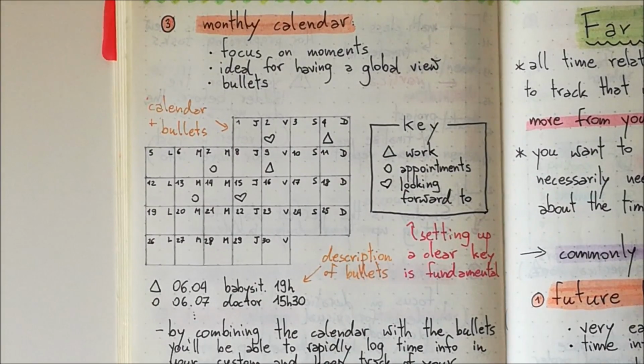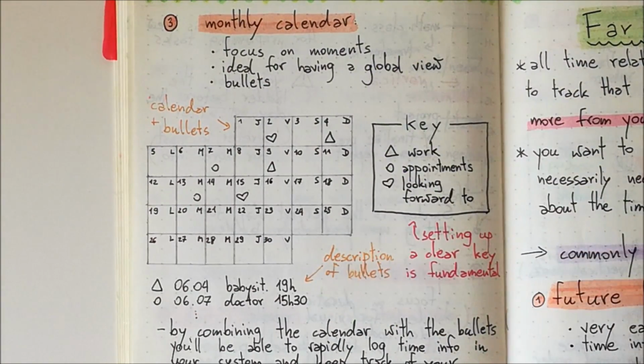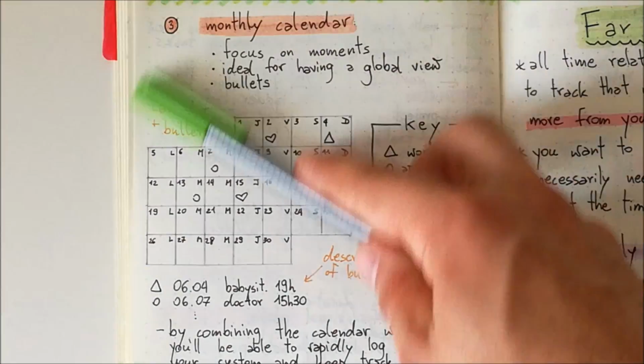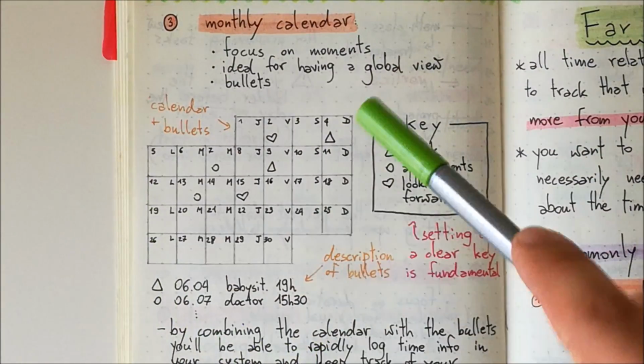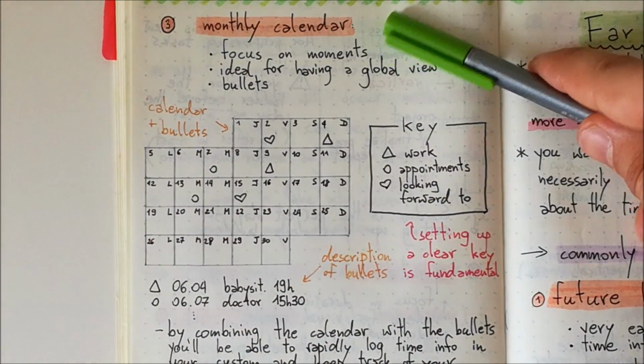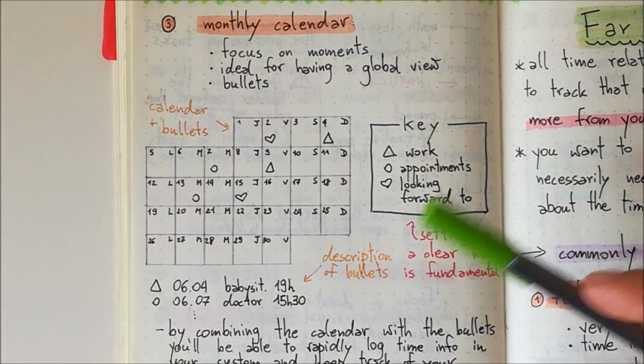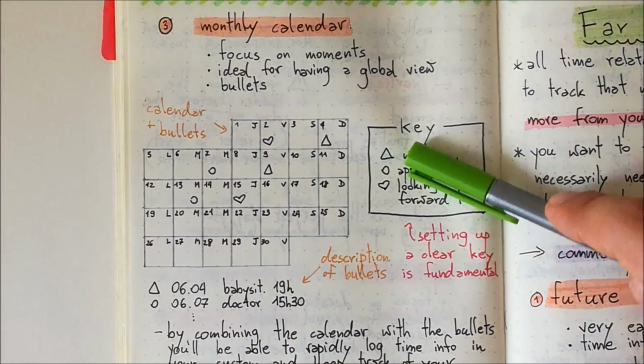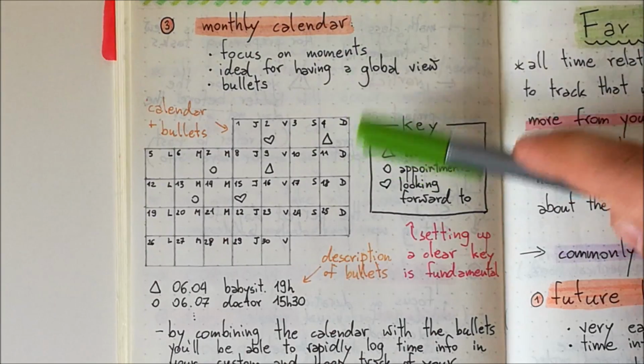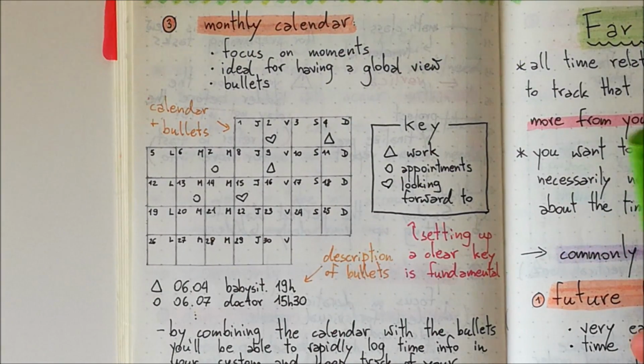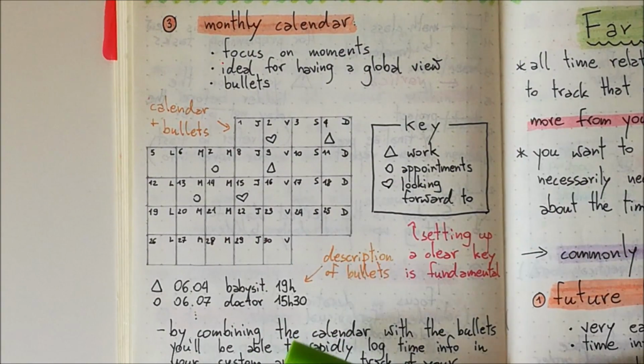Next, we have the monthly calendar. As I said, to me the close future events are those that fall within 1 month from my present time. My monthly calendar is one of the most useful spreads within my bullet journal. Here we focus more on moments rather than duration, and it's ideal for having a global view.